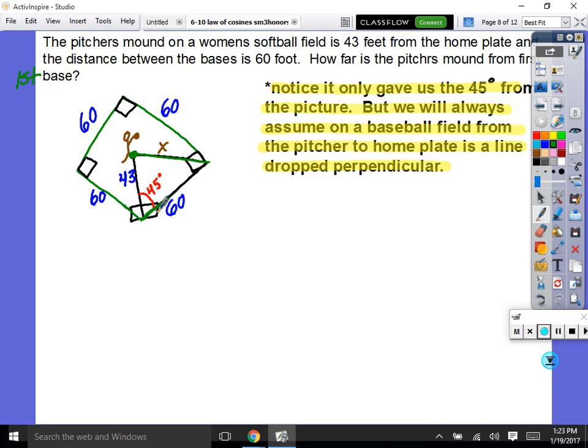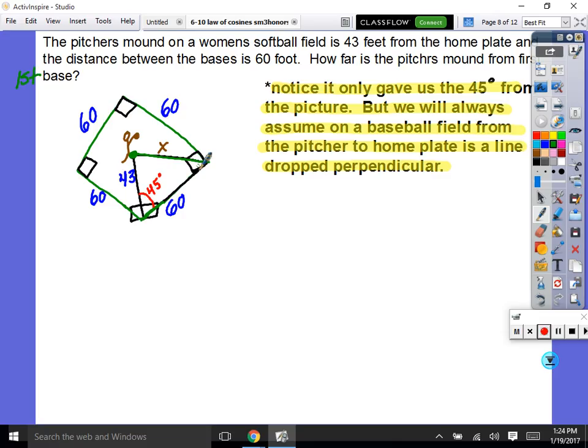No. Just from here to here. Just from here to here. Okay. Now, fun fact, we can't say that this is 43. Now that we're looking at the information, and interestingly enough, if you know anything about baseball and softball, apparently this distance from here to here is just a teeny bit further than from here to here.